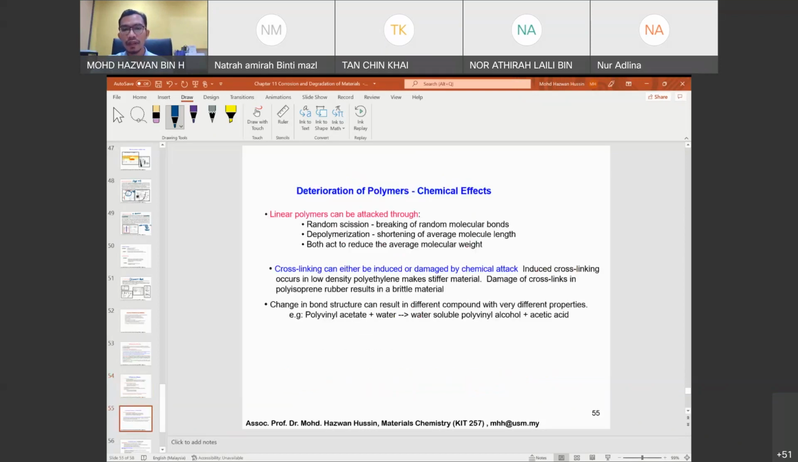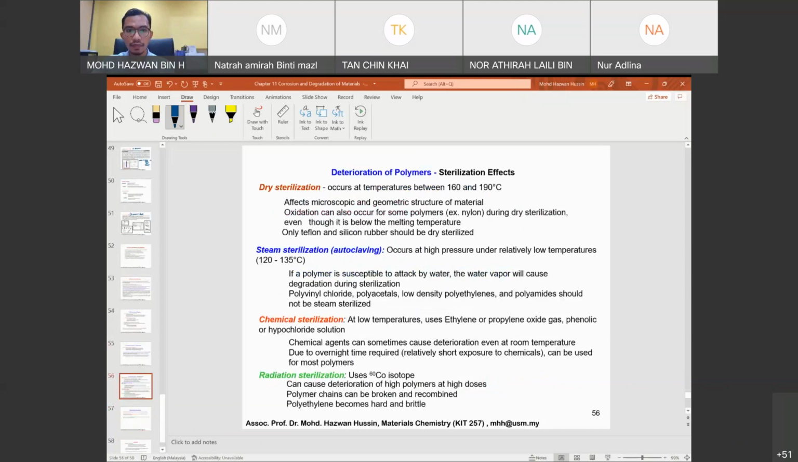So for chemical effects on polymer, as I said, if you put chemicals inside, the linear polymer can be attacked through random scission, depolymerization, or both. And also you will have a sterilization effect due to dry sterilization. This, of course, is in the case of exposing it to a sterilization temperature of 160 to 190.